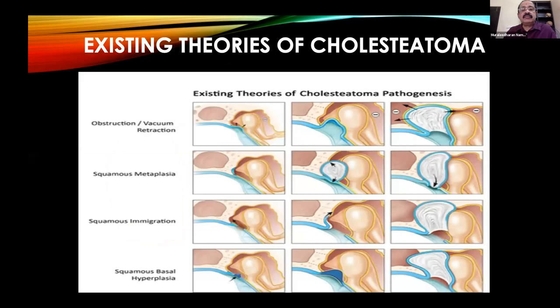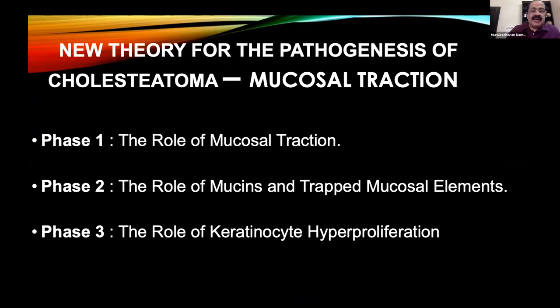So in short, the existing theories, one is the vacuum theory, then the metaplasia theory, immigration theory, and the basal cell hyperplasia theory. But there is a new theory. Again, this was inspired by Jackler et al. The mucosal fraction theory, which is accepted, it has come in 2019. There are three phases, phase one, phase two, phase three. The phase one is with the role of mucosal fraction, then the role of mucins and trapped mucosal elements, and the role of keratinocyte hyperproliferation. I will come in a bit detail.